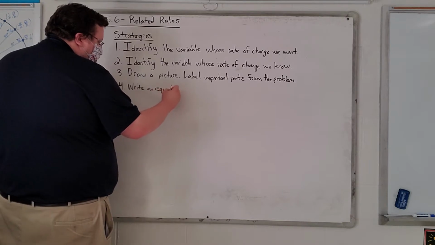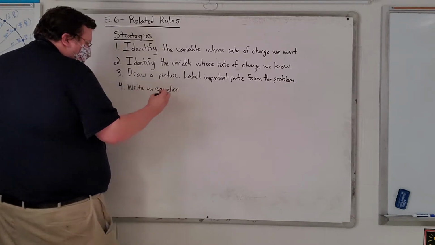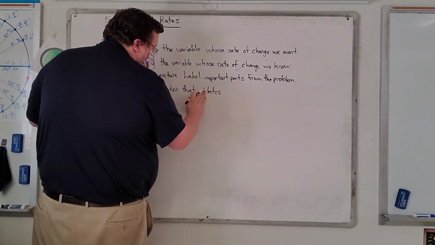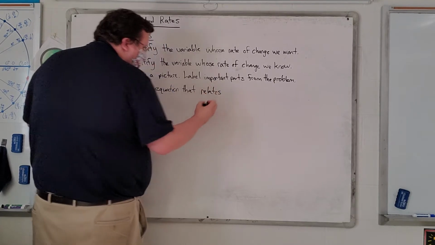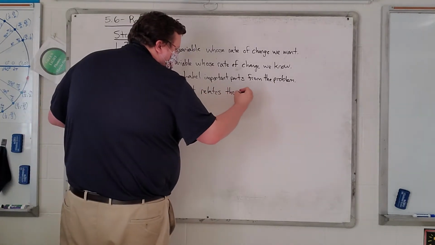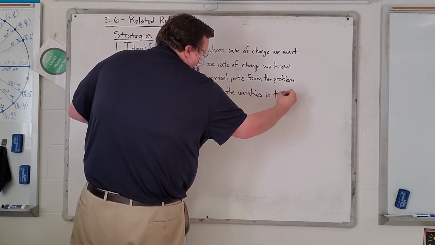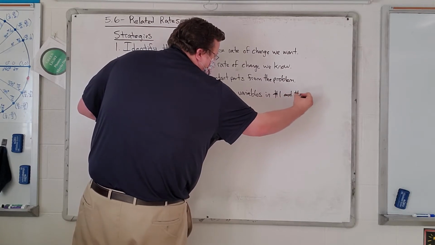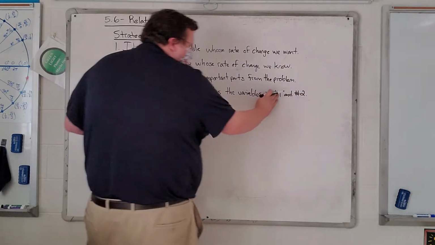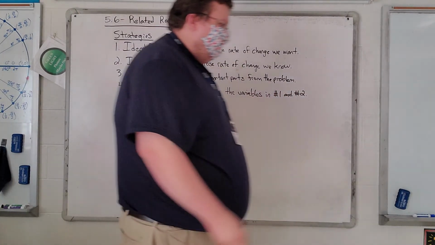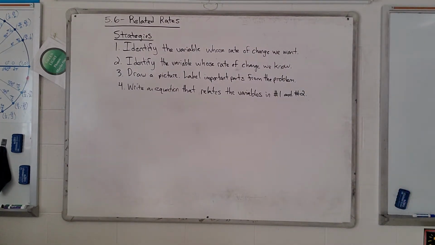Write an equation that relates the variables in number 1 and number 2, meaning the variables I'm referencing from strategy 1 and strategy 2. Write an equation that relates those variables, the variable whose rate of change we know and the variable whose rate of change we want.